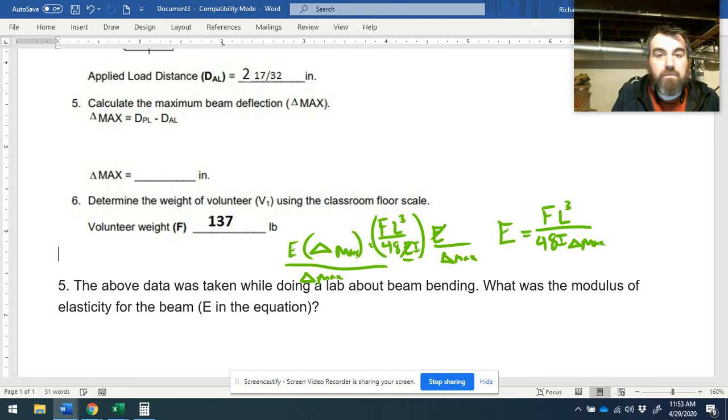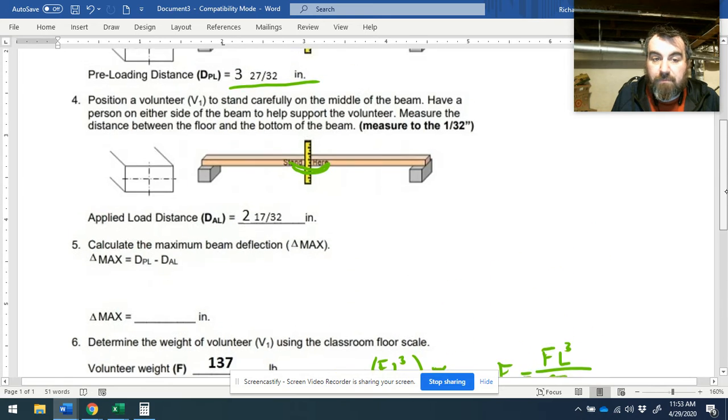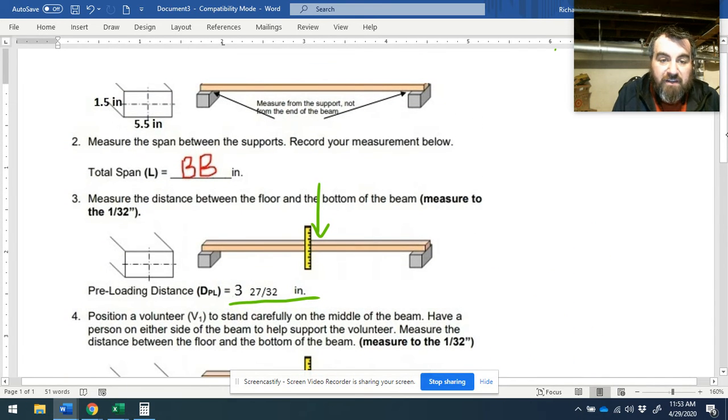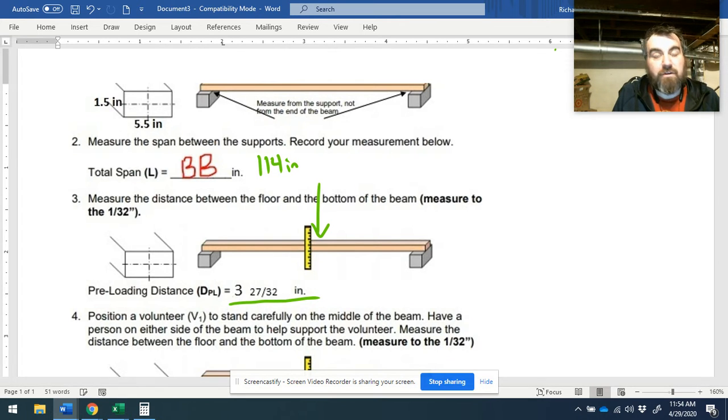Okay, so all I did was rearrange the equation to find the variable that we're looking for. All right, so here's what information we've got. We've got a total span. Let's say the span is 114 inches. I don't know what yours is, but that's what mine is. We also have the base and the height of this, and I remember the moment of inertia is base times height to the third over 12.